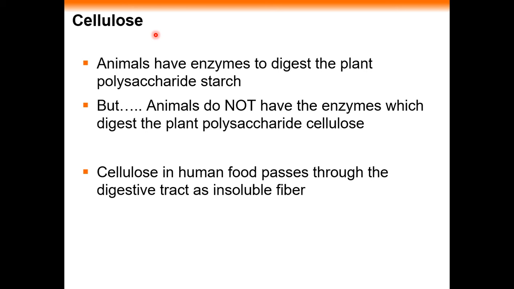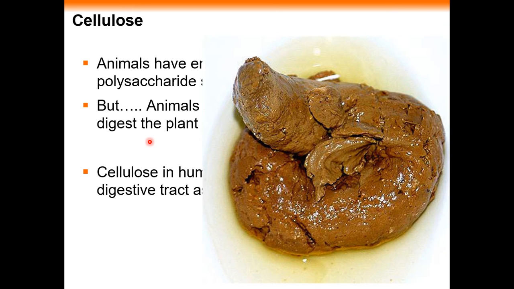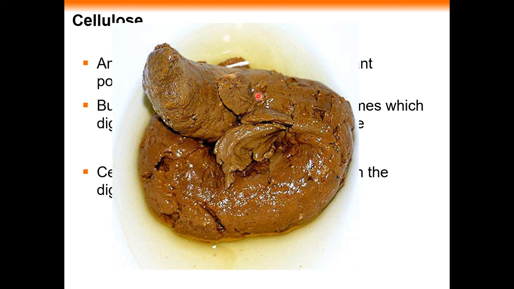We'll get other nutrients, but we can't get that, right? So as a result, it passes through. Cellulose we can't break down, so it passes through the digestive tract as insoluble fiber, right? That's what produces this. A lot of you are cringing right now. What is that? Chocolate froyo? Not quite, right? So this is feces.